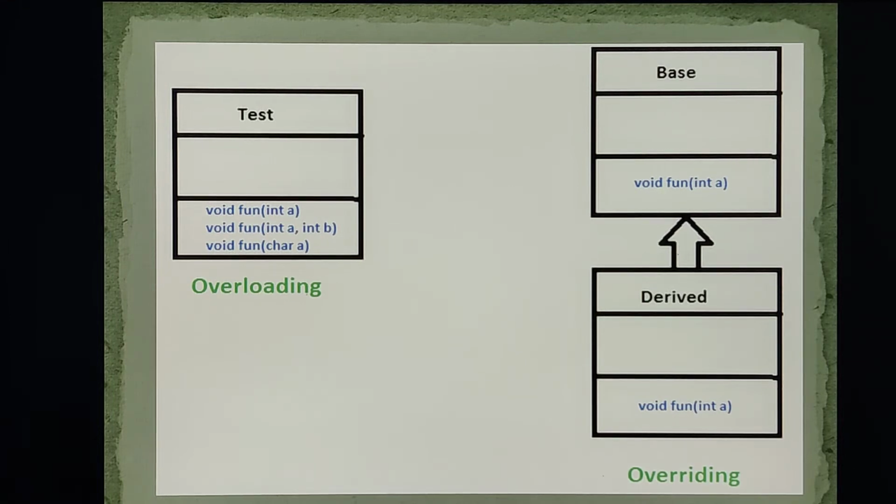Just think there are only two methods available, void fun and void fun. The argument in the first method is int a, and in the second method it is also int a. Remove int b. So in the first method I did not change anything: void fun int a. But in the second method I changed the return type to int.